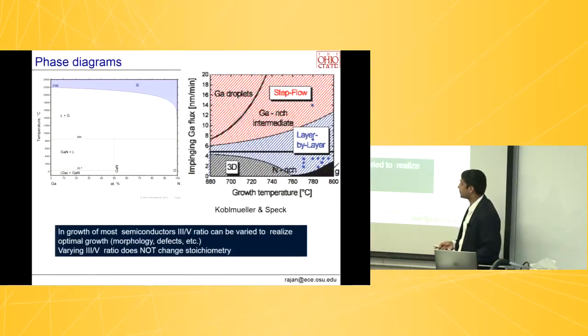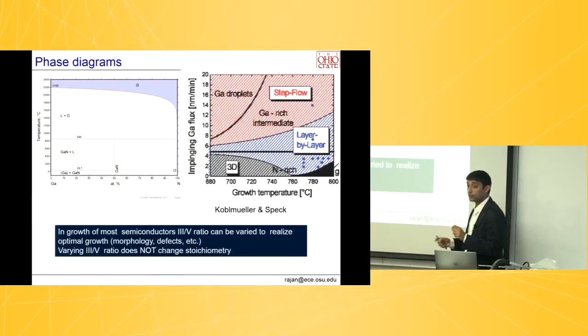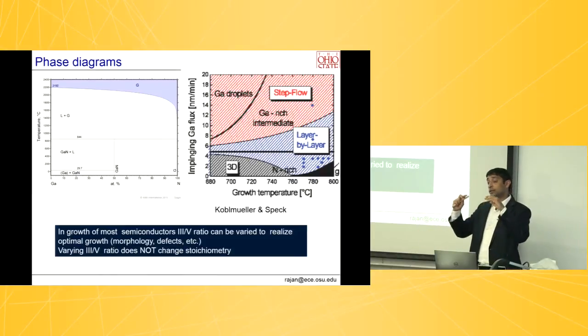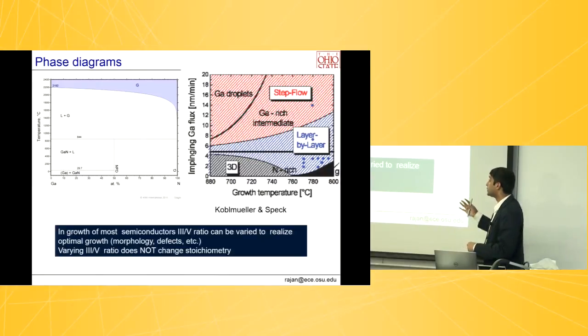So what this means is when you grow gallium nitride, this is actually a growth diagram for gallium nitride from Professor Speck's group at UCSB. Whether you have less gallium or more gallium, you'll grow GaN, okay? Which means you can adjust the gallium and nitrogen just to get good growth conditions. So you use the gallium to nitrogen ratio in growth to improve the quality of the crystal and the quality of the surface.